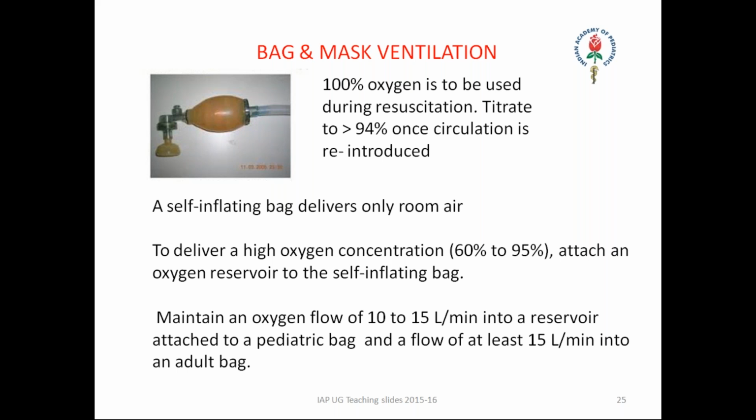In bag and mask ventilation, 100% oxygen is to be used during resuscitation, titrated to greater than 94% once circulation is reintroduced. So this is the bag and this is the reservoir. On the back side, you can have two connections, one for the oxygen and one for the reservoir. And this is the pop-off valve or pressure release valve, and this is the mask. You can have different sizes of mask like 0, 1 and 2. Size 0 should be used in preterms or term babies, and 1 and 2 for the adult sizes.